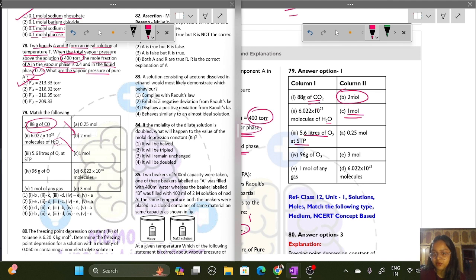5.6 liter of O2 at STP will have 0.25 mole. 96 gram of O2 will be 3 mole, and 1 mole of any gas, we know that it contains 6.02 times 10 to the power 23 molecules. So it is just the simple questions that you have studied earlier also in class 9th or 10th. So option number 1 for this matching type question is the correct answer.